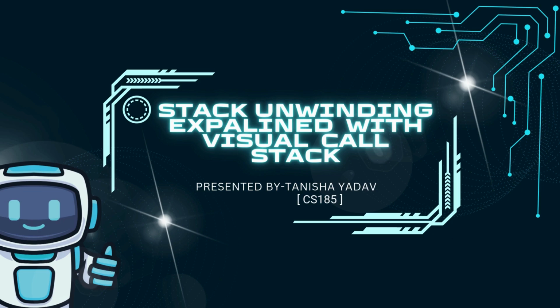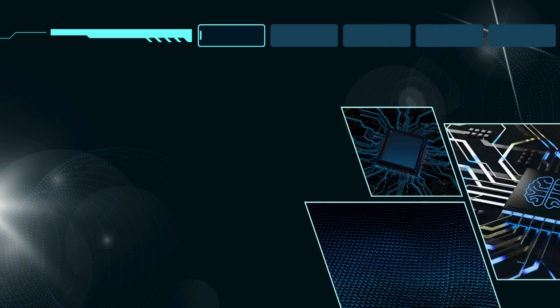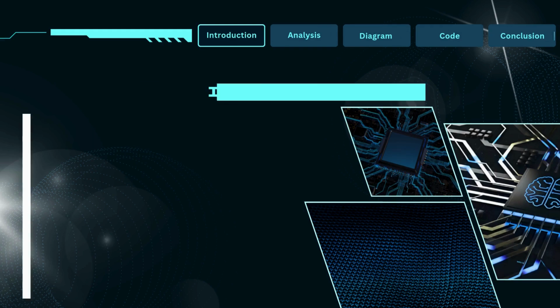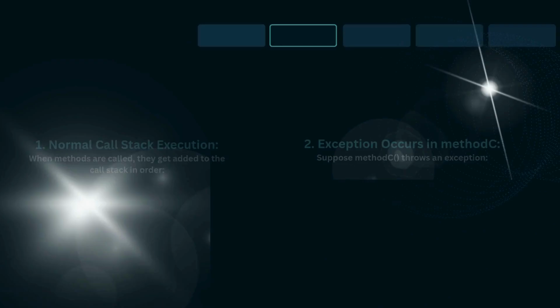In Java, stack unbinding happens whenever an exception is thrown. The Java Virtual Machine, or JVM, removes method calls, also known as stack frames, one by one until it finds a matching catch block. If no handler is found, the program ends, and the JVM prints a stack trace. During this process, finally blocks and try-with-resources statements are executed to release resources safely. This makes exception handling reliable and prevents memory or resource leaks.